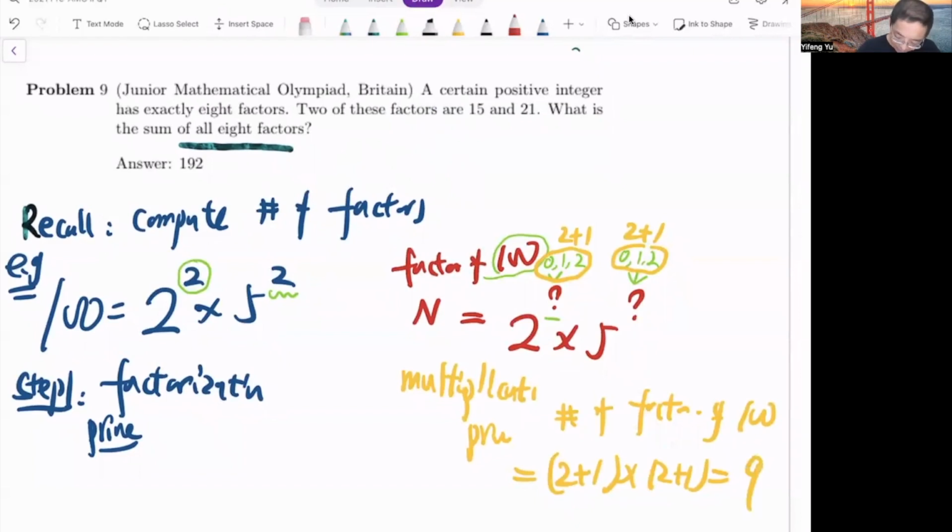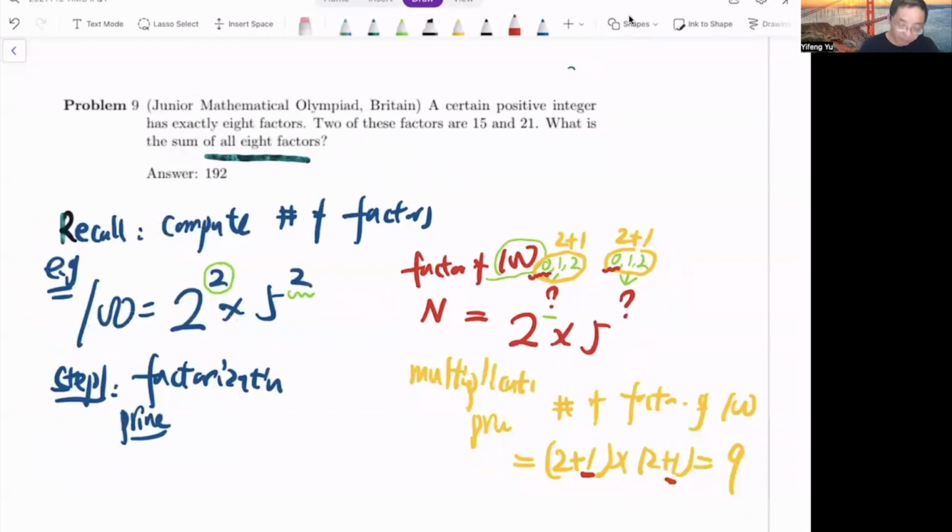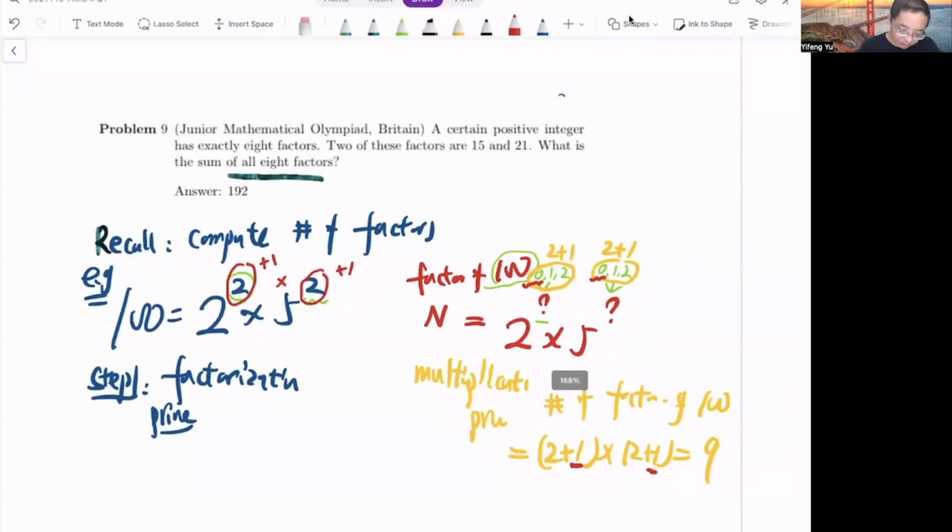And the reason I single out the 1 is because, don't forget, we can put 0 here. We can put 0 here. So this is basically the formula for how you compute the number of factors: you take the power of this plus 1, and the power of this plus 1, and then you multiply them together.